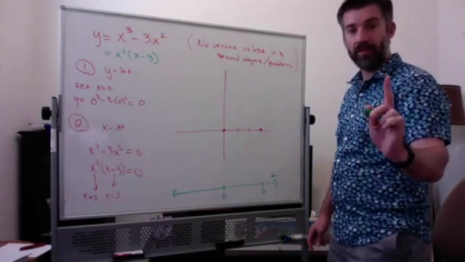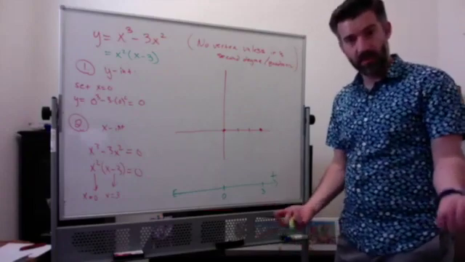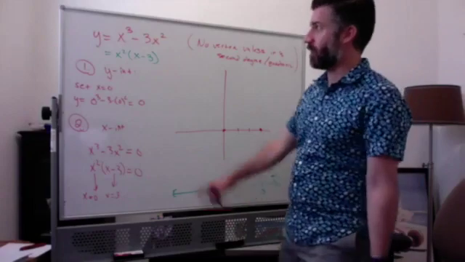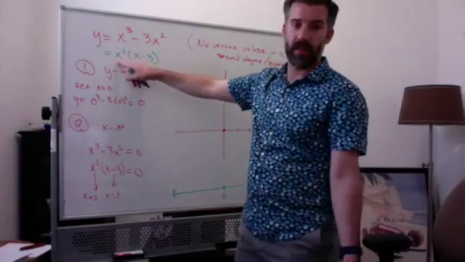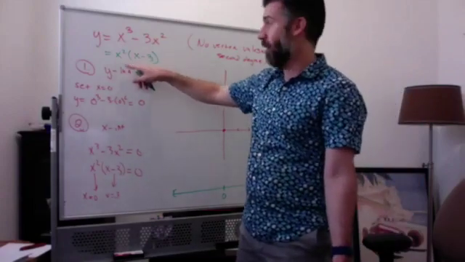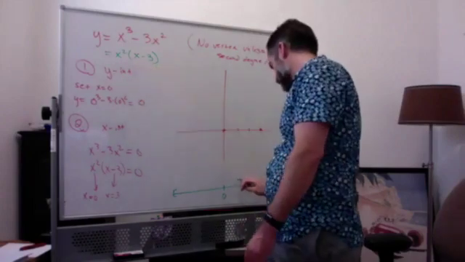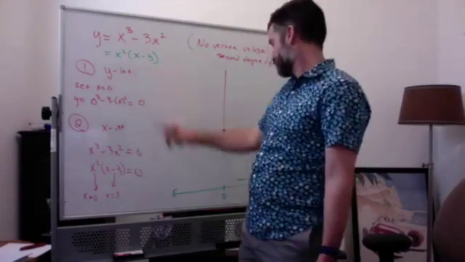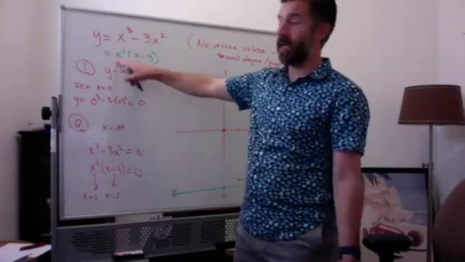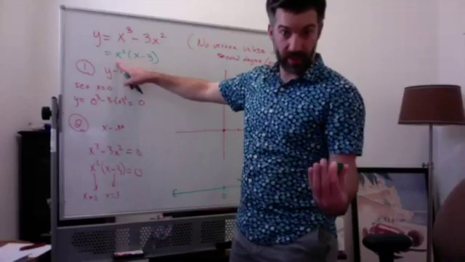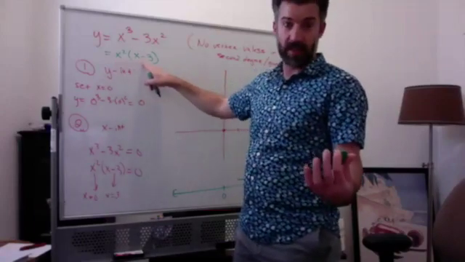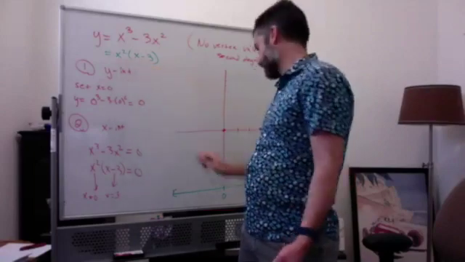And then I could keep picking numbers. I could pick 1. I plug in 1. 1 squared is positive. 1 minus 3 is negative. A positive times a negative is negative. I could pick negative 1. Negative 1 squared is also positive. Negative 1 minus 3 is negative. So a positive times a negative is still negative.